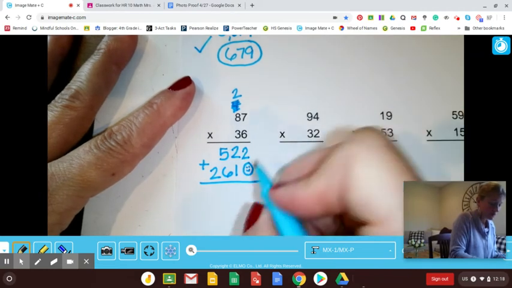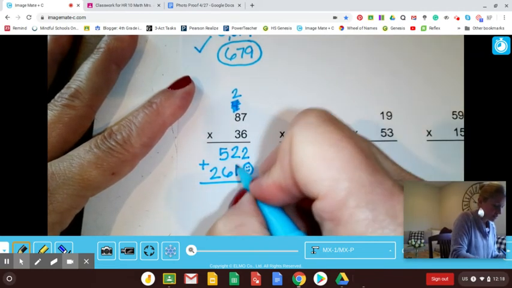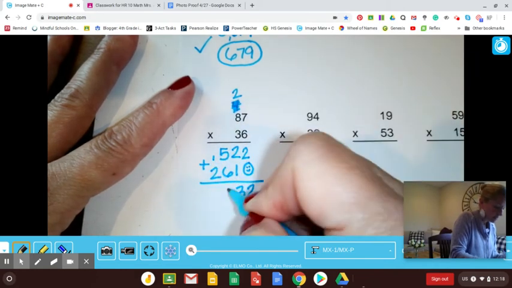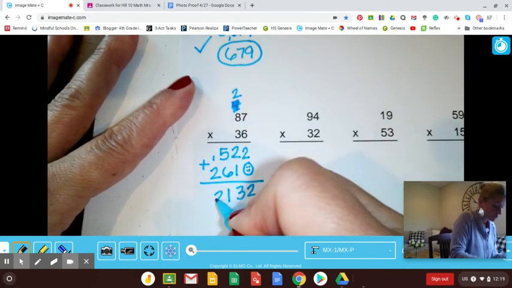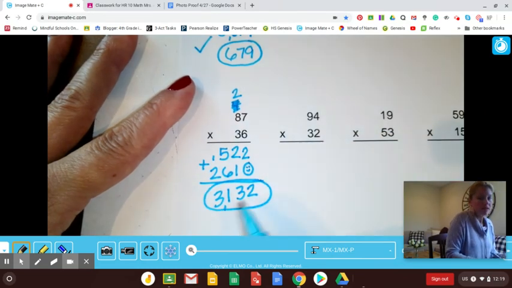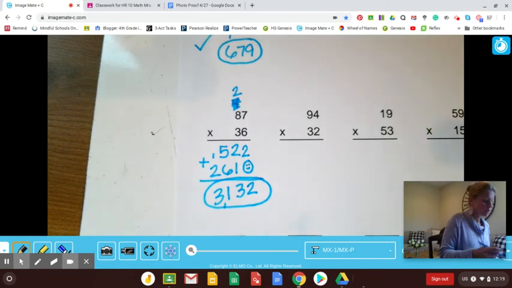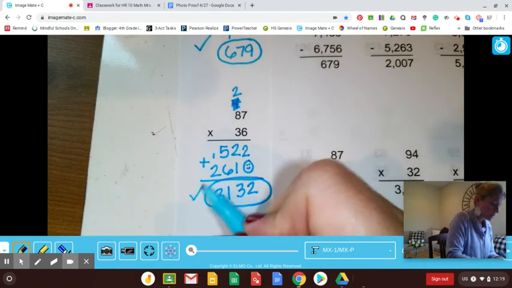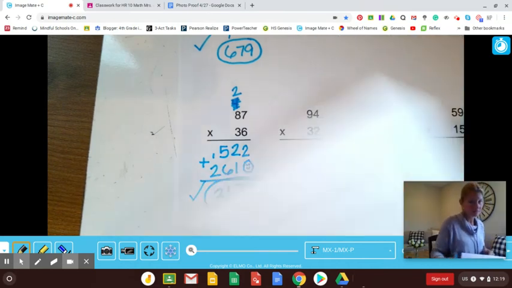2 plus a happy face is still a 2. 2 plus 1 is 3. 6 plus 5 is 11. 2 plus 1 is 3. Making my final answer 3,132. I'm going to get my answer key. I'm going to check that it is right. It is, and I am done.